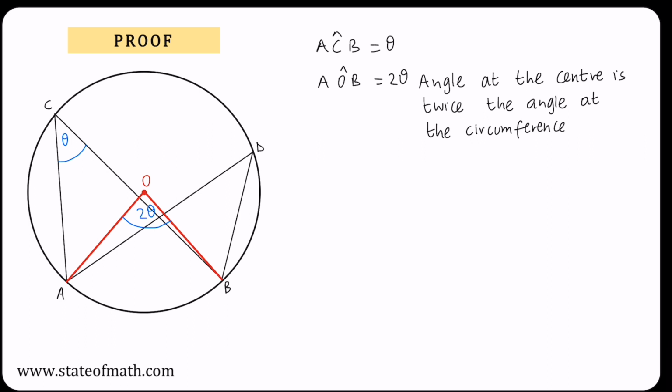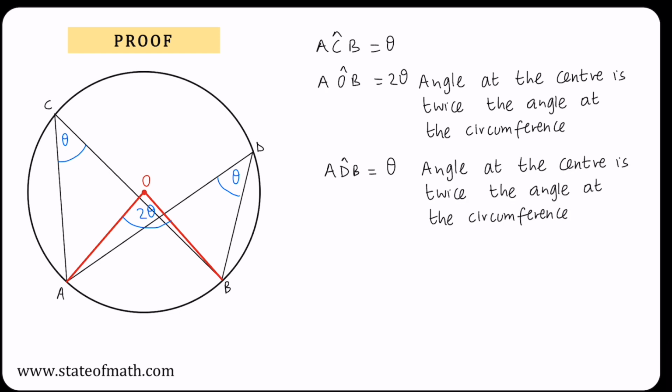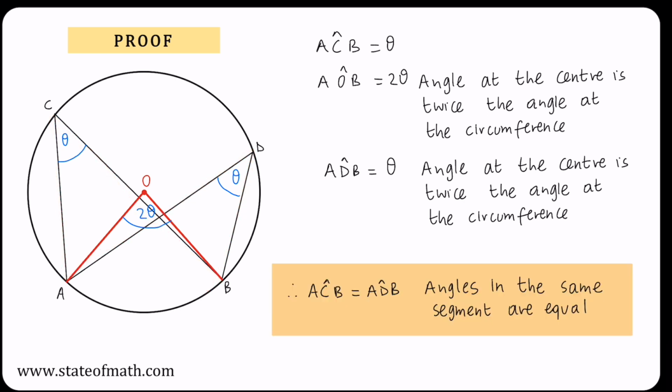And then I can repeat exactly the same idea. I've got the angle at the center, so this should be twice the angle at the circumference. So ADB should also be theta. The reason is, again, angle at the center is twice the angle at the circumference. We need to write everything down here to justify the conclusions because we are constructing a proof. So the reason is, again, angle at the center is twice the angle at the circumference, and therefore we conclude that the two angles in the same segment are of the same size, and therefore we have that ACB is equal to ADB. Angles in the same segment are equal.